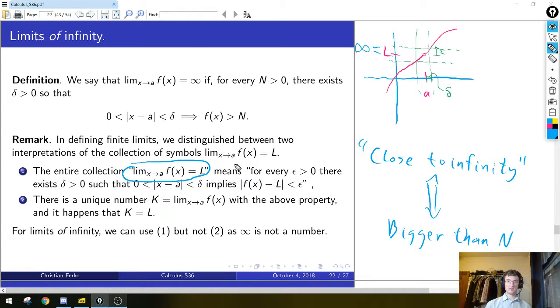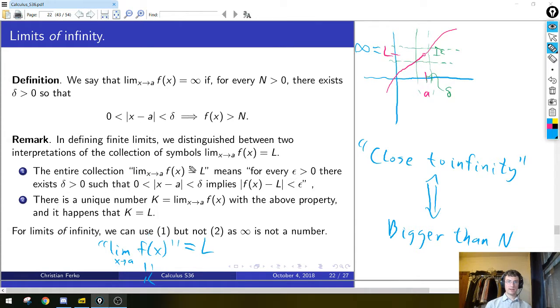Then after that, I said, now we can prove that if this is true, there's a unique number k with this property, and we can now interpret this equation in a second way, which is now not just the entire collection of symbols, but now we can interpret the left side and the right side separately, right? So we interpret the limit as x goes to a of f of x as one number, so that's a number k. We interpret the equal sign as the usual equality of real numbers, that's L. So now this is saying there's a number k which equals a number L. So two different interpretations. For finite limits, they were equivalent.